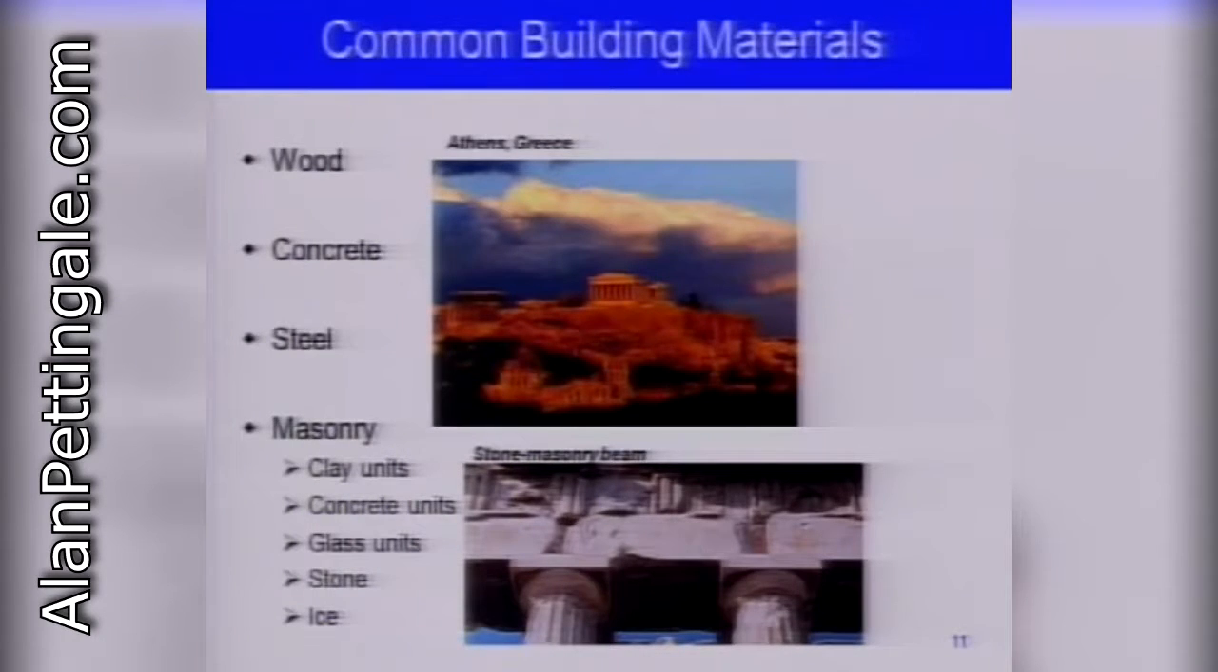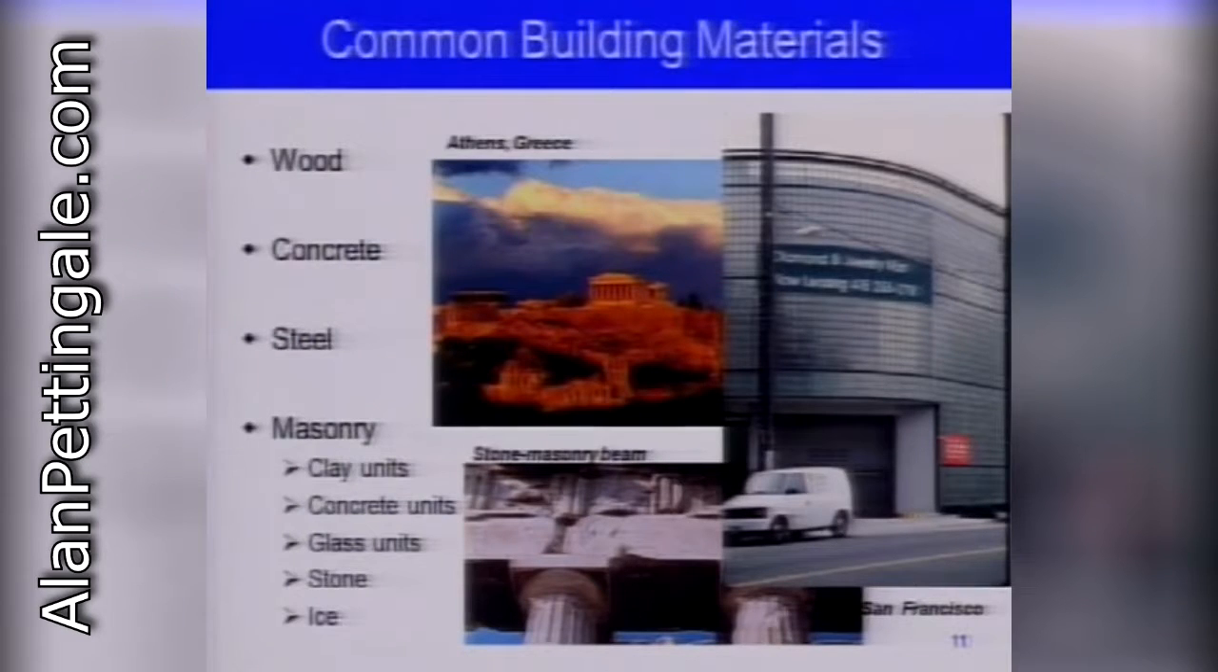And also we have ice. I mean, you see the igloos. They're made of ice. And now that's a modern version of masonry in San Francisco, where it's all glass.